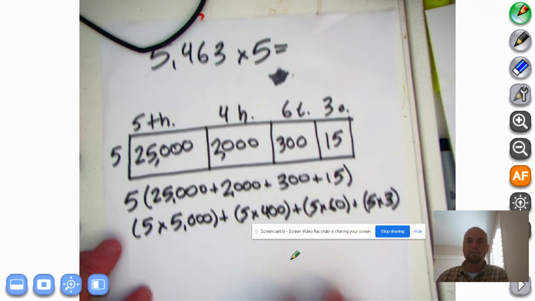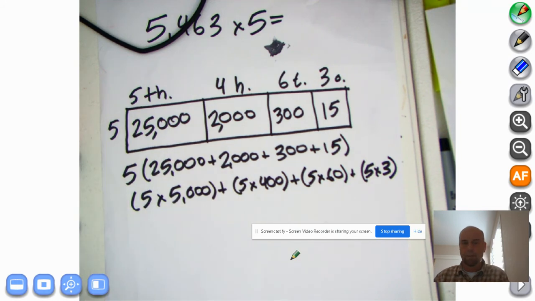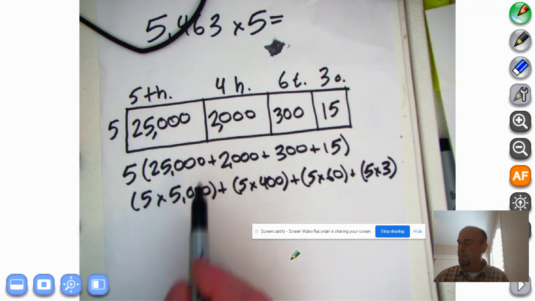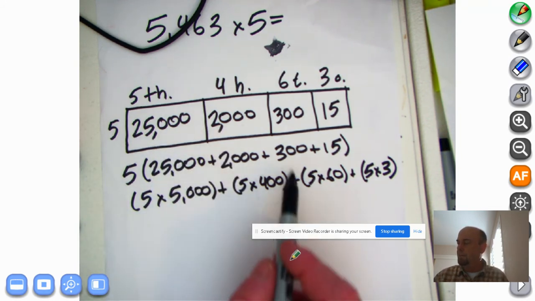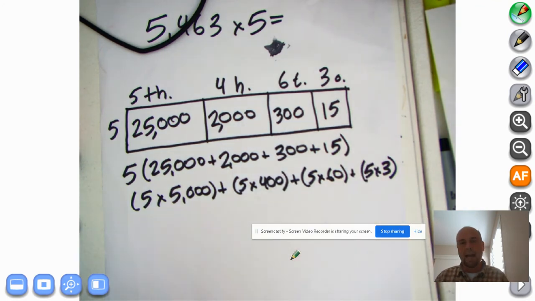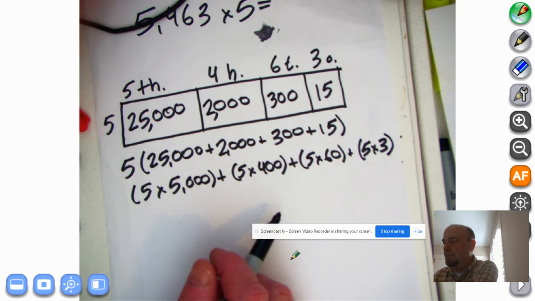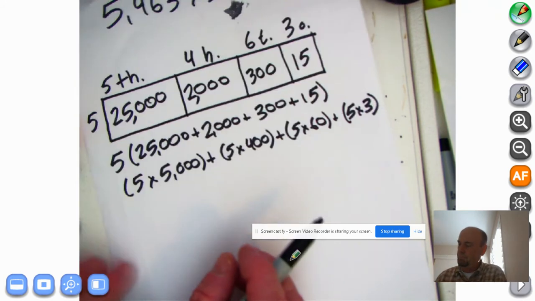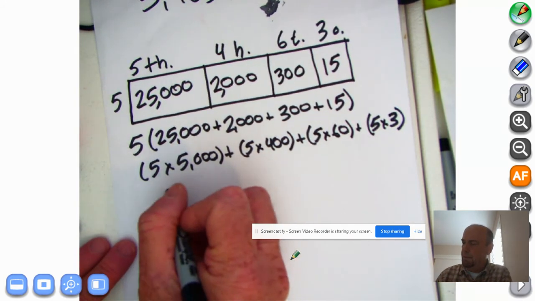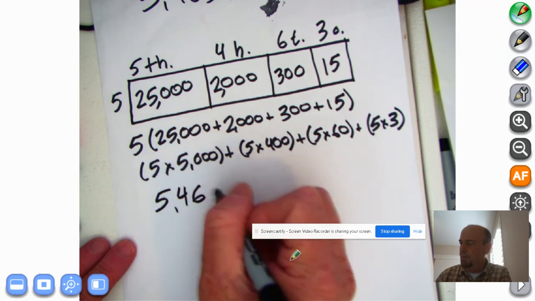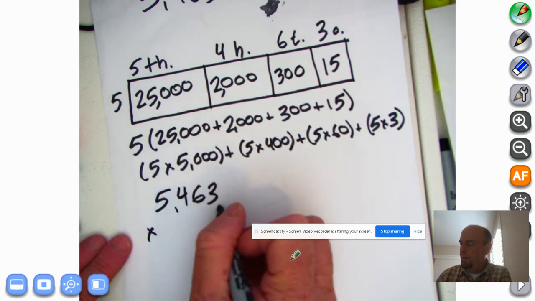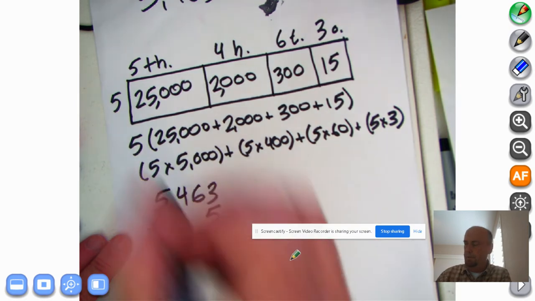And go ahead and pause if need be. But we see how this breaks up. This is what we did. We did 5 times 5,000, 5 times 400, 5 times 60, and 5 times 3. Now we're just going to add them all together. Let's take a look at the old partial placement procedures. So we have 5,463 times 5. Now let's not do that reverse one. Let's just go straight down like we usually do.